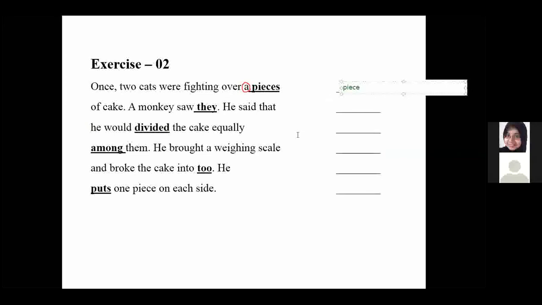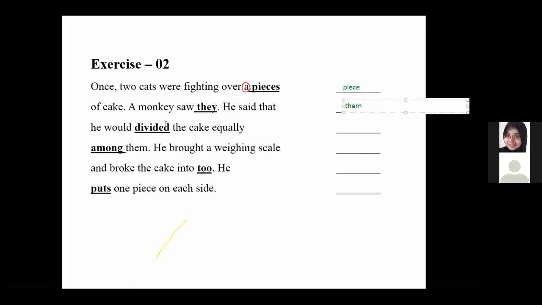Okay, the next one. A monkey saw they. Again, there is a problem with the pronoun. Now you know the subject pronoun comes in the beginning. But after the verb, what will come? Yes, that is the object pronoun. So the answer is them. Right. Now let's move on.